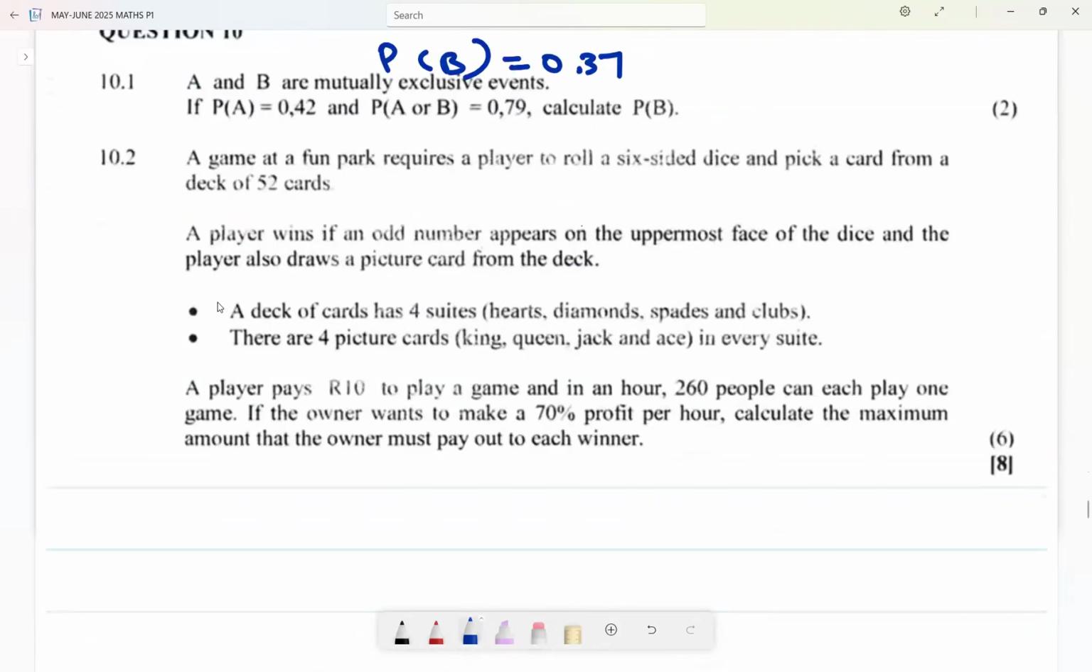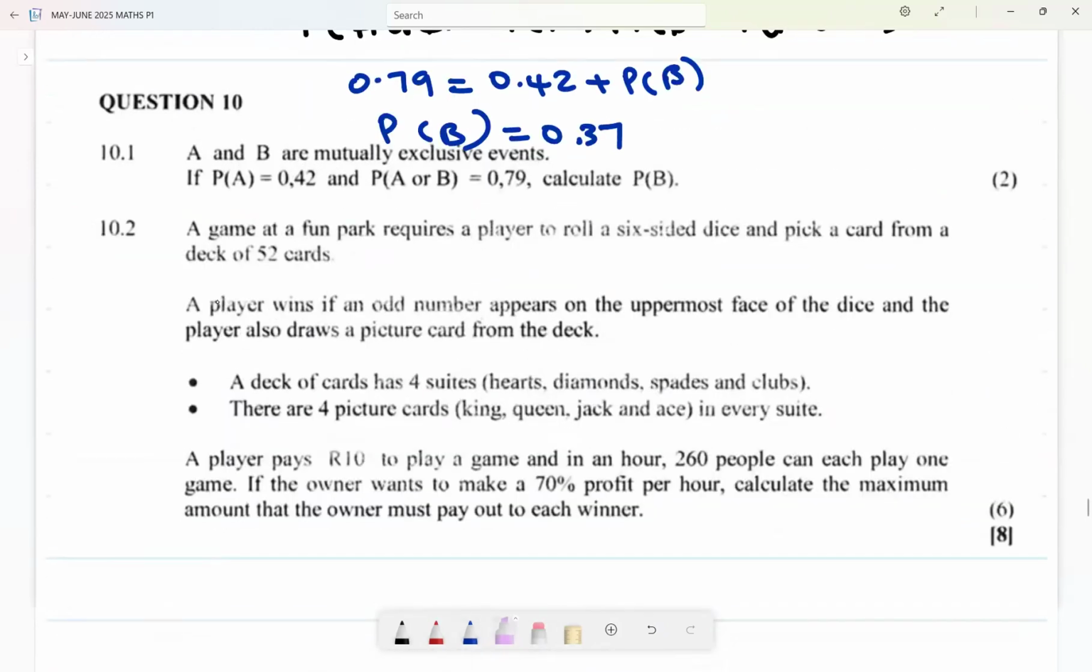Nice. Okay, let's look at this one. What's happening here? A game at Fun Park requires a player to roll a 6-sided dice and pick a card from a deck of 52 cards. A player wins if an odd number appears on the uppermost face of the dice, and the player draws a picture card from the deck.